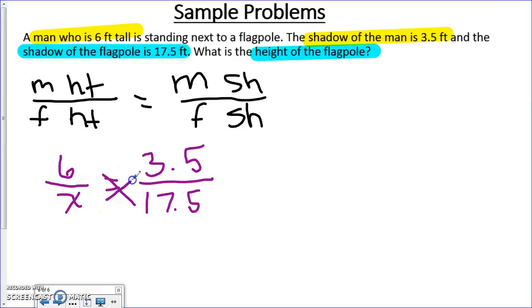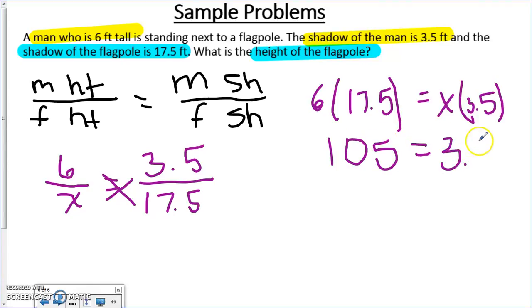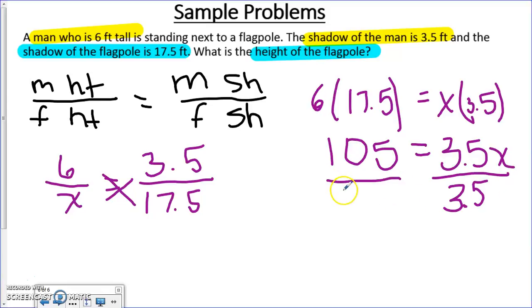Let's cross product. 6 times 17.5 equals x times 3.5. 6 times 17.5 is 105 equals 3.5x. And if we divide both sides by 3.5, we get 30 equals x.